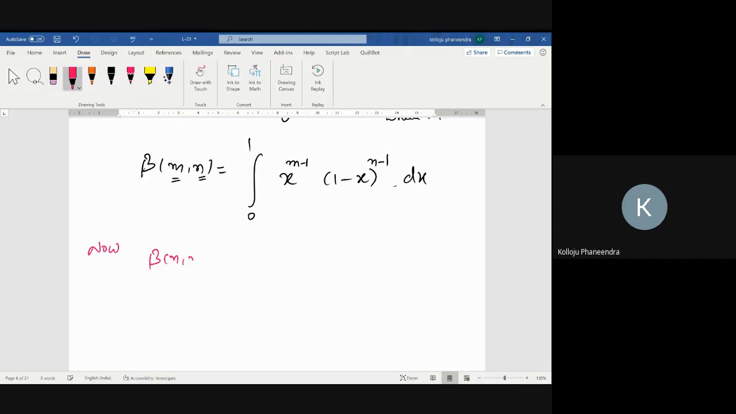Beta n comma m, 0 to 1. Already, the first one is fixed, x and 1 minus x. This n means here n minus 1, and here m minus 1. Is it correct? Right? Both are the same, beta m n equal to beta n m?